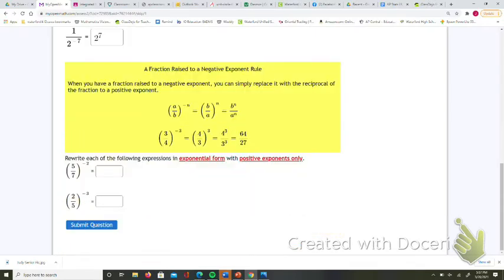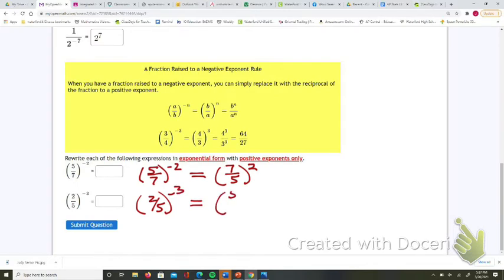Okay, now if you've got a fraction, it works exactly the same. So if we have 5 over 7 to the negative 2, it becomes 7 over 5 to the positive 2. And then if we have 2 over 5 to the negative 3, it becomes 5 over 2 to the positive 3. So notice that it's actually pretty simple. It's just the reciprocal. We just flip the fraction.